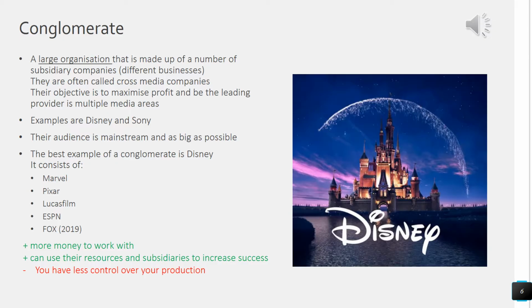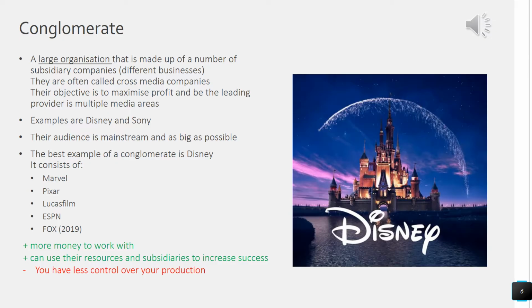Their audience is mainstream, so they want to be as big as possible. They want to reach as many people as possible to maximize profits. The best and most well-known example of a conglomerate is Disney, because it owns subsidiary companies such as Marvel, Pixar, Lucasfilm, ESPN and Fox, which they've just taken over more recently.